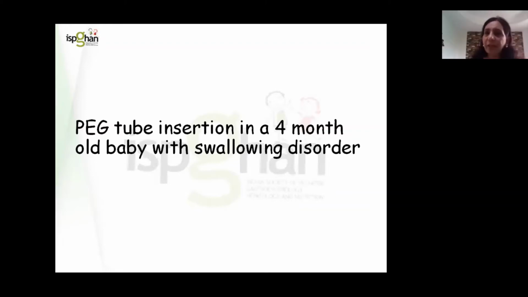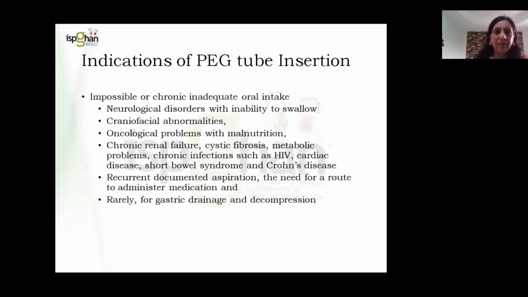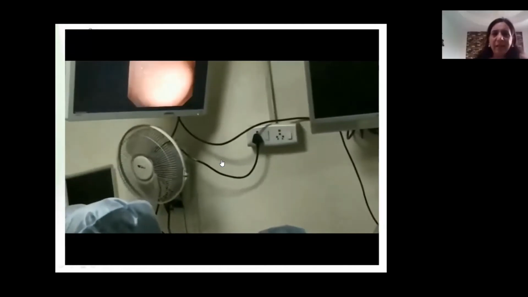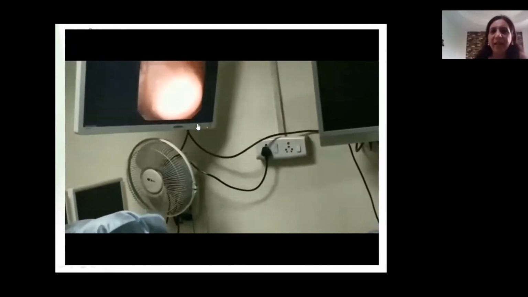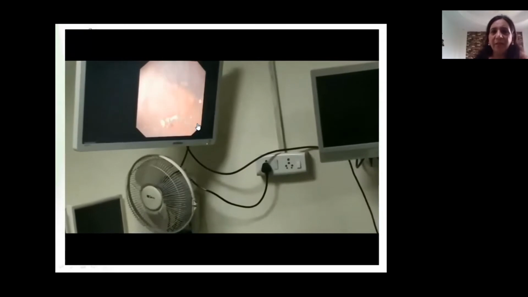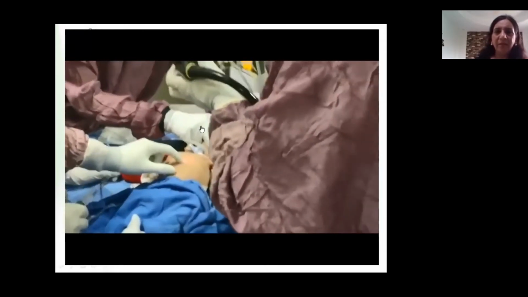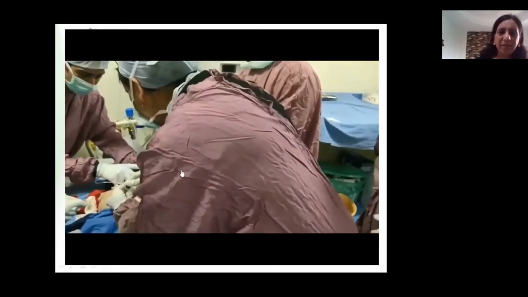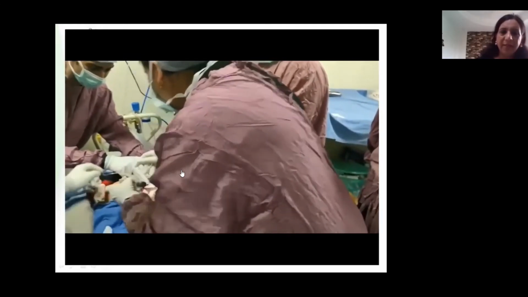This is percutaneous endoscopic gastrostomy tube insertion in a 4-month-old baby with a swallowing disorder. So we see that endoscopically, we identify the site in the interim. Okay. Then we inject a local anesthetic, and at the same time, we also check there is no colon in front of the site.